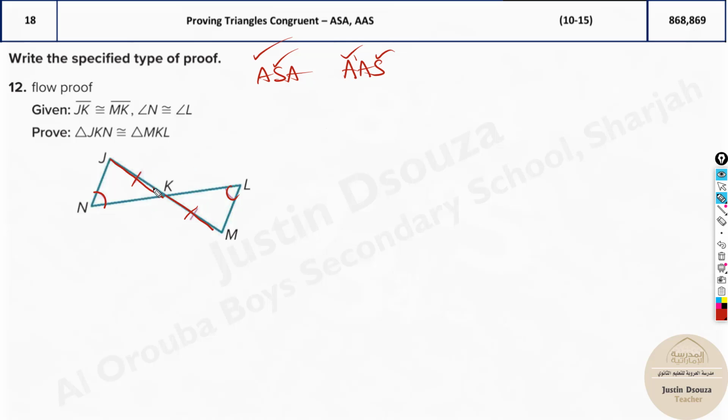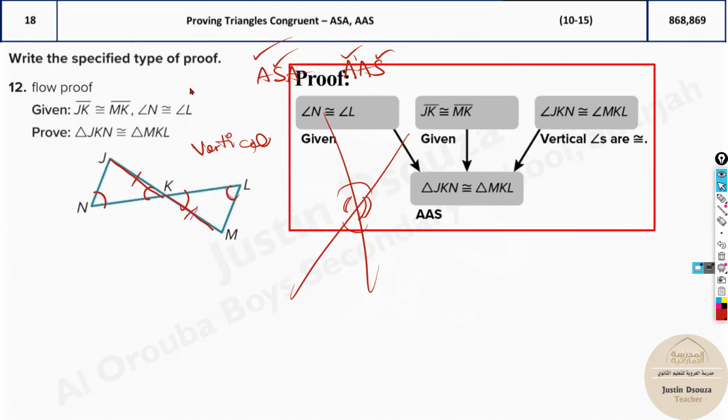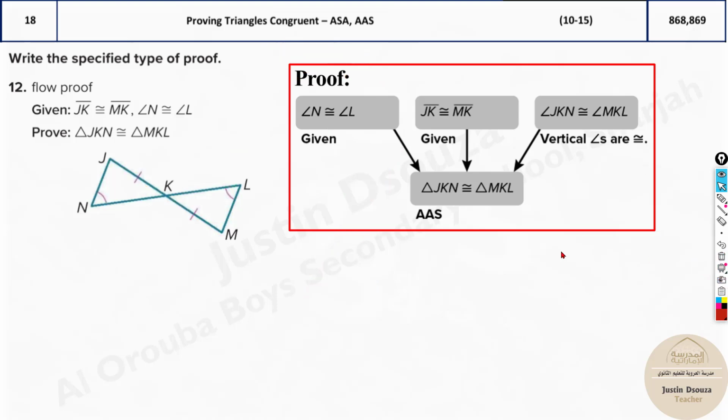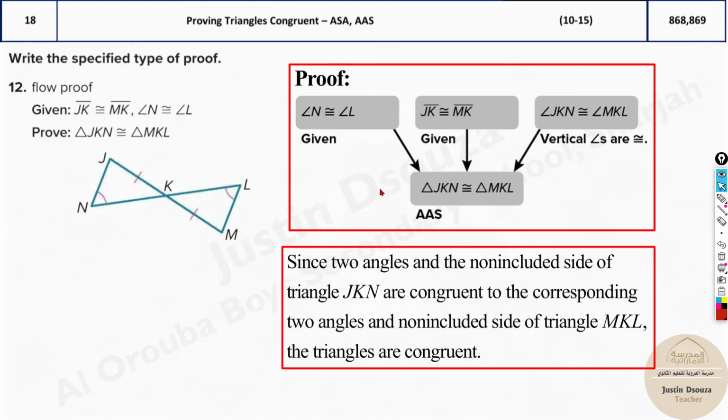Which is the angle I can think of? I can think of this. Vertical angles, right? Vertical angles, they are equal to each other. So whenever you have two lines, these opposite angles are equal and these two are equal to each other as well. So this is it. Now you just need to write it in paragraphs. Over here, since they have asked for a flow proof, this is written. You can see it is given, vertical angles, they're congruent to each other, and AAS. Why? Because angle, angle and side.